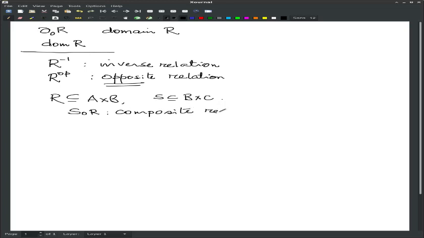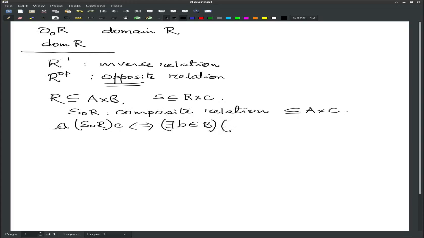And so first is R. S composed R is a relation between A and C, and we usually write it instead of the set form also. So this means there exists a B from B such that first is A R B, and then it is B S C. So observe this reversal of notation.